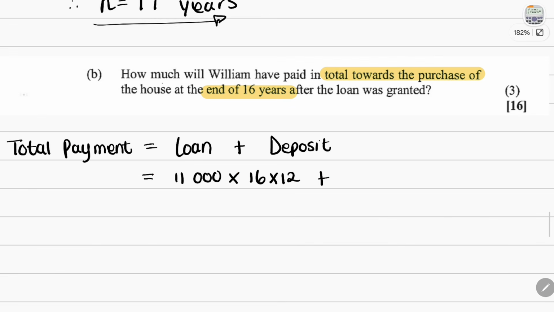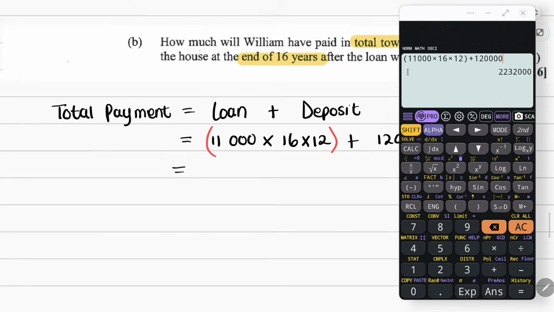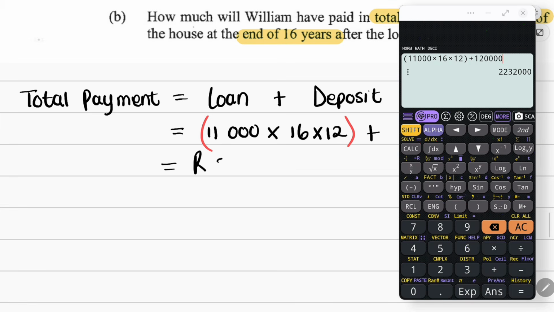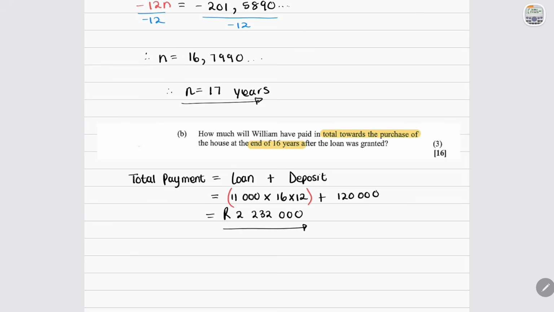And then plus the deposit. So the deposit was 120,000 Rand. And then this is the full calculation. If you just go ahead and put that in, you'll get that total amount. Okay, so this ends up being 2,232,000 Rand. That's how much he ended up paying. Okay, so that's how much he ends up paying towards the house.